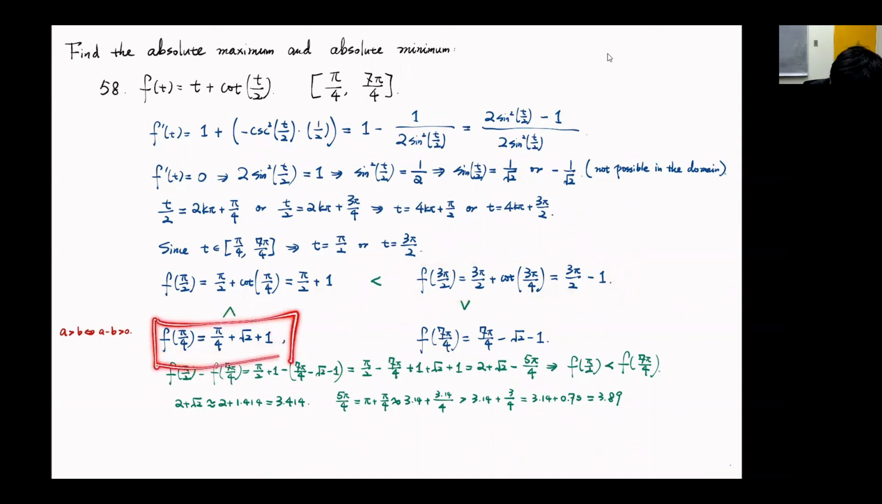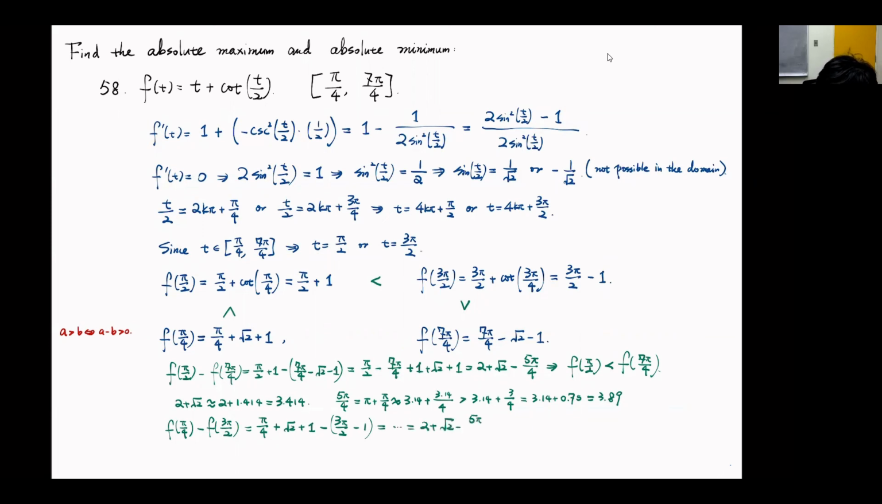So in order to compare these two numbers, let's again form the difference. So what we should have is f of pi over 4 minus f of 3 pi over 2. And let's see if this is positive or negative. So that's going to give me pi over 4 plus root 2 plus 1 minus 3 pi over 2 minus 1. Do not forget the parenthesis. And if you simplify this, you will see a very familiar number. What you will get at the end will be 2 plus root of 2 minus 5 pi over 4. And we have already seen that this is less than 0. So this will tell me that f of pi over 4 will be the smaller one.